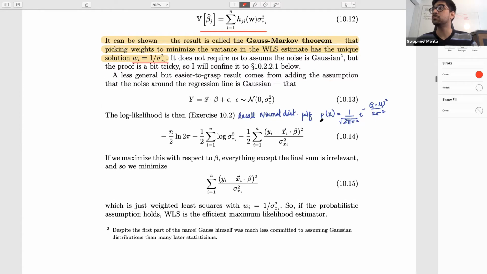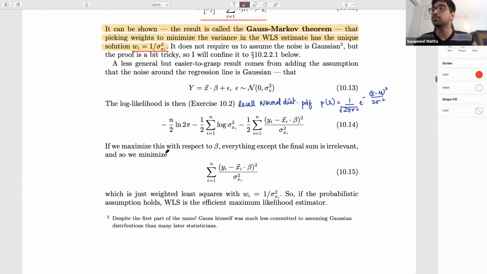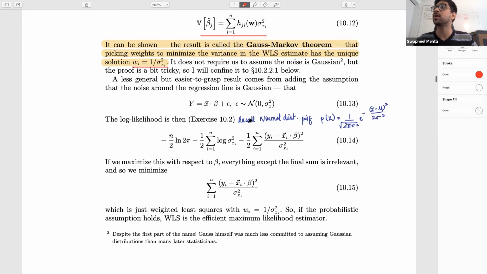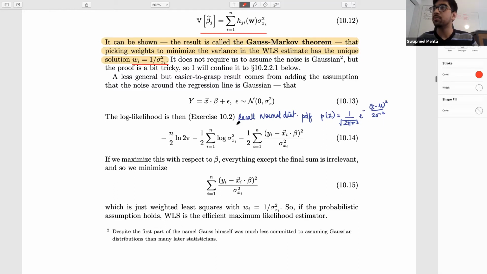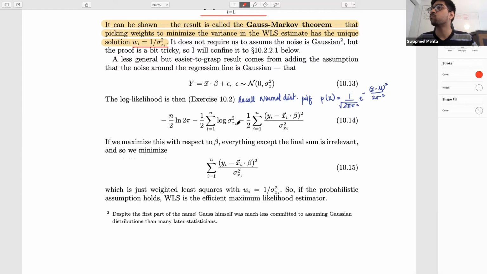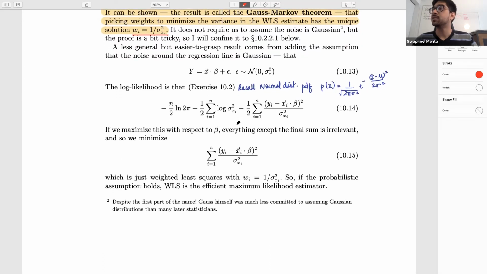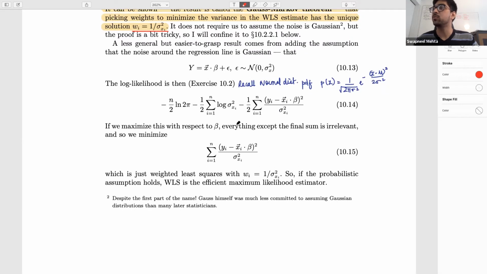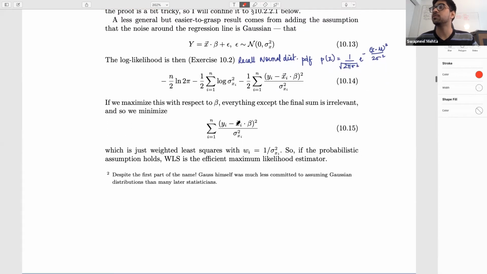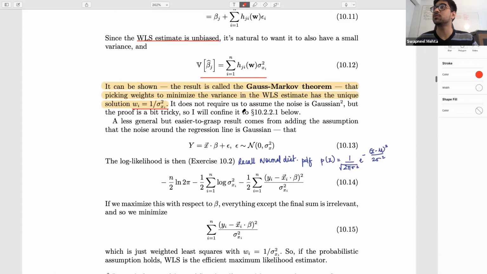I've given you some sort of ideas of how to go about this if you don't have any idea of what normal distribution is, what log likelihoods are. But yeah, sadly, I'll skip over the math this time, but we can come back to this once we're done with the review, because this Gauss-Markov theorem is super important.